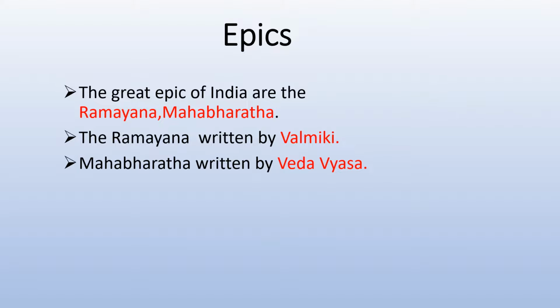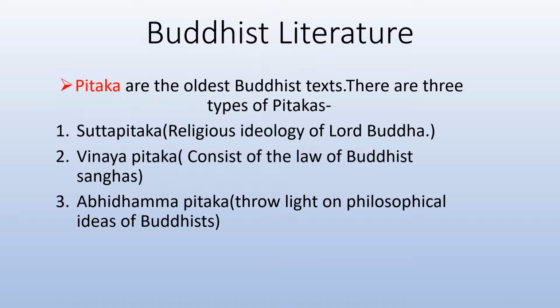Next one is epics. Every culture has its own great fundamental text. The great epics of India are the Ramayana and Mahabharata. The Ramayana was written by Valmiki and the Mahabharata was written by Vedavyasa. Another important religious literature is Buddhist literature.